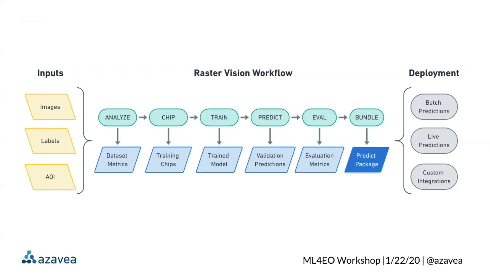And it handles all the idiosyncrasies of geospatial data. So it does analysis, and will produce some metrics on the data set. It'll create training chips. So, neural networks can't take in 10,000 by 10,000 images, so we have to chop it up into smaller pieces. So it does that, it does the coordinate transforms. It trains the model, makes predictions over scenes, produces evaluation metrics, and then bundles things together into a package that has the model and some metadata so that it can then be run or deployed somewhere.